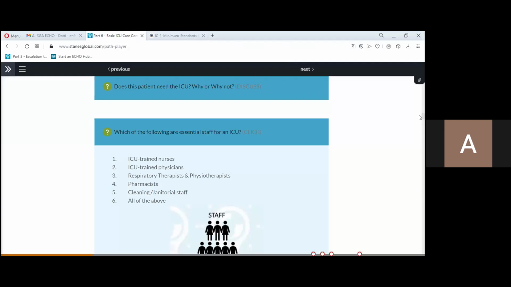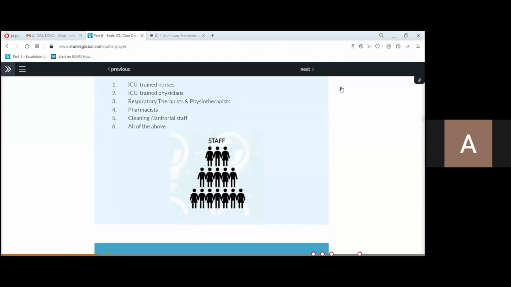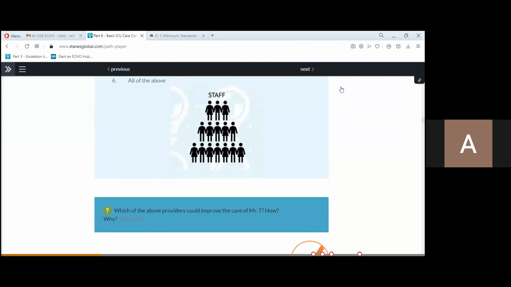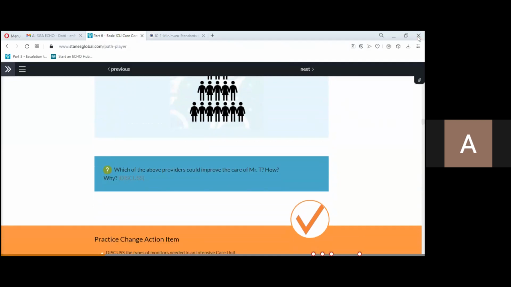Let's scroll down and see. You can see this is a schema. You have the staff, it is very important. Let's go down. Which of the above providers, the list of those staff components, could improve the care of Mr. T? How can they be involved and why?